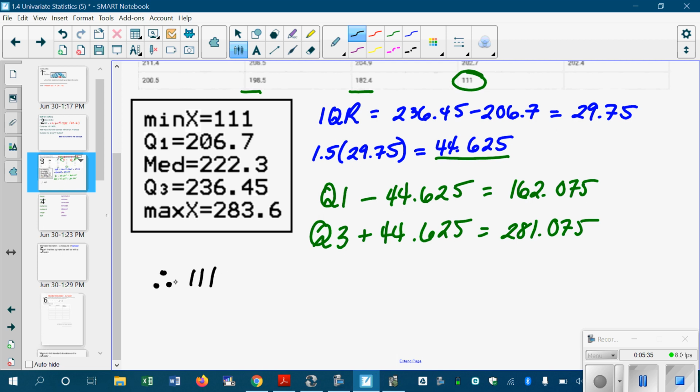Three dots like this means therefore. So therefore 111 and 283.6, my min and my max, are outliers. You can have as many outliers as you have. You might not have any outliers at all, okay? But that is the rule of thumb test for outliers.